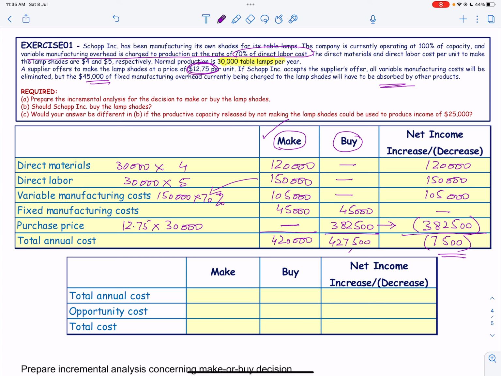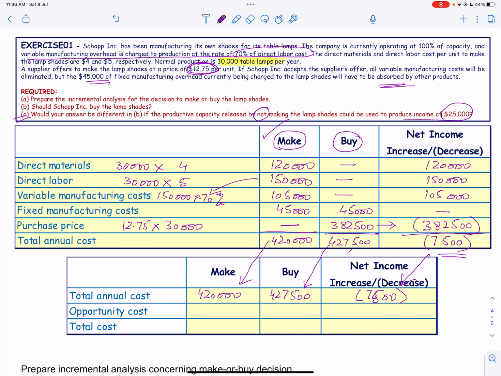Then we go to part C. Would your answer be different in B if the productive capacity released by not making the lamps should be used to produce income of 25,000? So obviously, first of all, let us look into the total annual cost when we are making the product, that is 420,000. If we are going to buy the product, it is 427,500, and we have seen that there will be a decrease in the net income by 7,500.